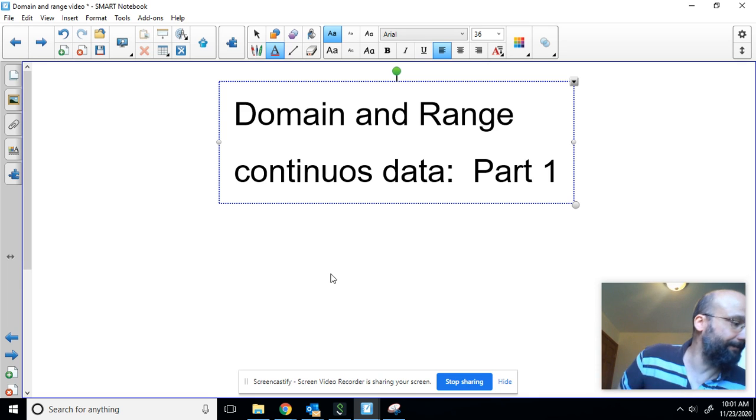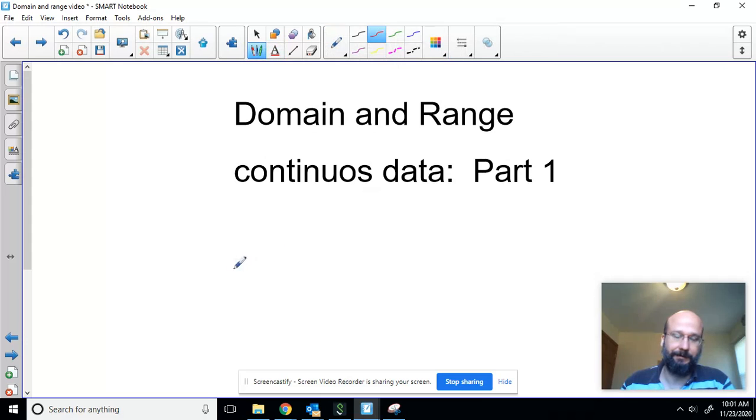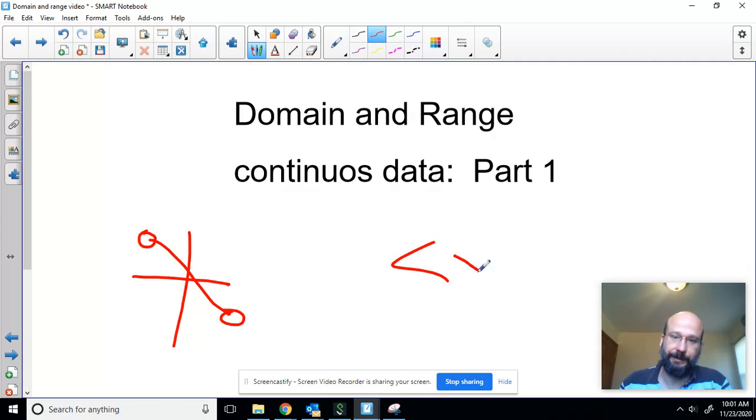Hi guys, I'm back again with domain and range with continuous data. This is going to be the first part. I'm only going to talk about one type of continuous data. So remember too that discrete data is points and continuous data would be a graph with some sort of line because it's a continuous range.